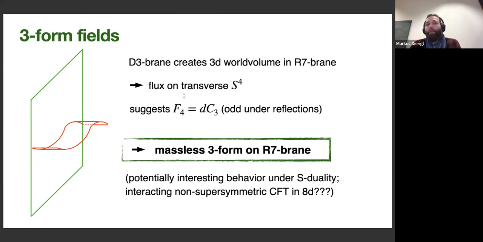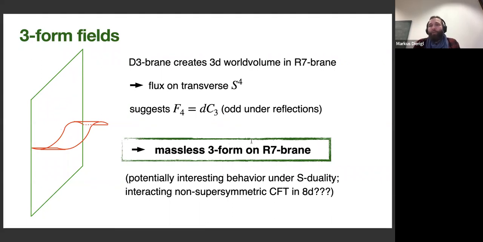And this should imply some transverse flux in this 8-dimensional world volume. So the transverse sphere would be 4-dimensional. So this suggests that there should be some flux that you can integrate over a 4-dimensional sphere, and the natural object where this is possible is a 4-form flux, so the flux of a 3-form field. And those 3-forms would necessarily be localized on our R7 brane and will behave oddly under reflections because the D3 brane does as well. So this suggests that there is a massless 3-form field living on the R7 brane.